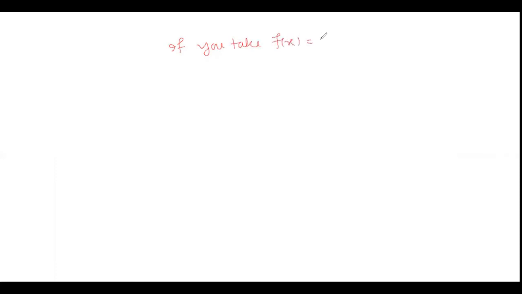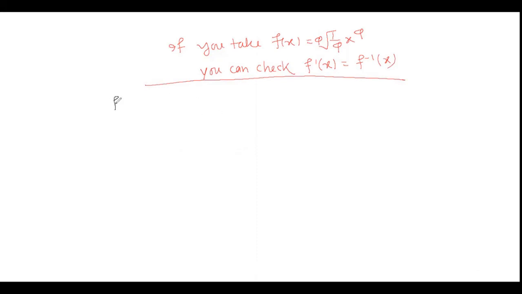Okay, if you take fx equal to 5th root of 1 by 5, that is c, into x to the power n, that is 5, then you can check f dash x is equal to f inverse x. Okay. So I am also checking whether this answer is correct or not. So fx is 5th root of 1 by 5 x to the power 5. That is 1 by 5 whole to the power 1 by 5 into x to the power 5. So if fx is equal to this, then f dash x will be, this is our constant, so 1 by 5 whole to the power 1 by 5 into the differentiation of x to the power 5, which is 5 into x to the power 5 minus 1. So it is f dash x.